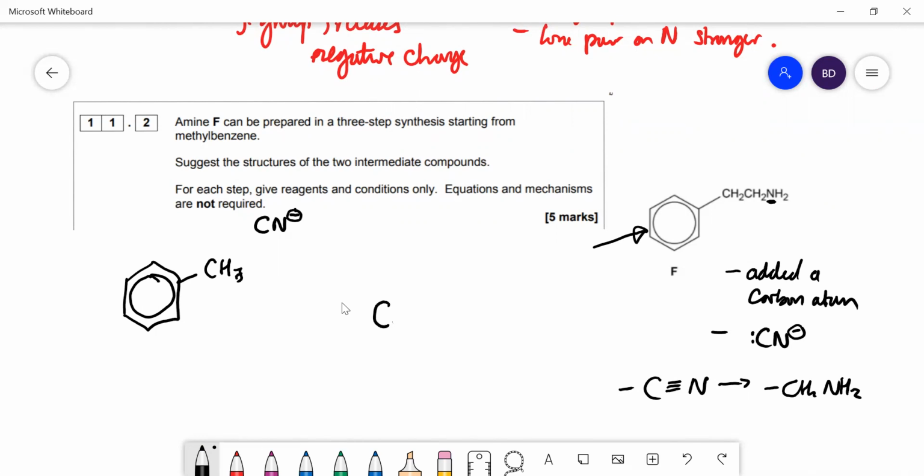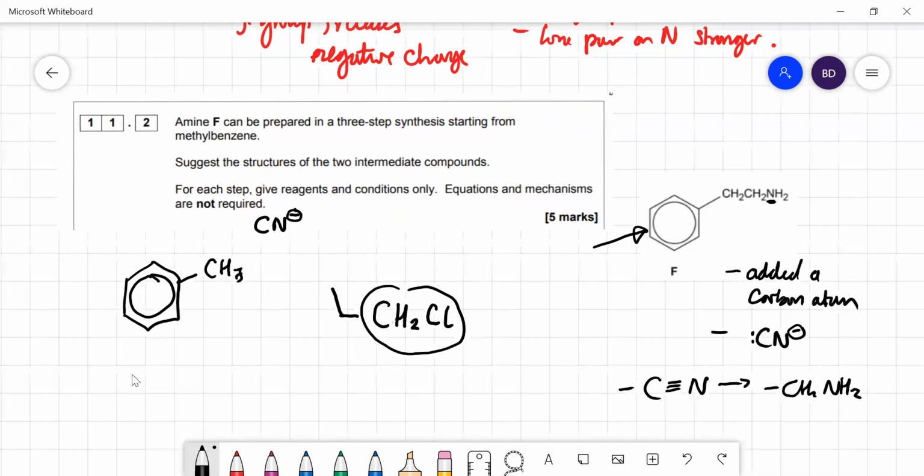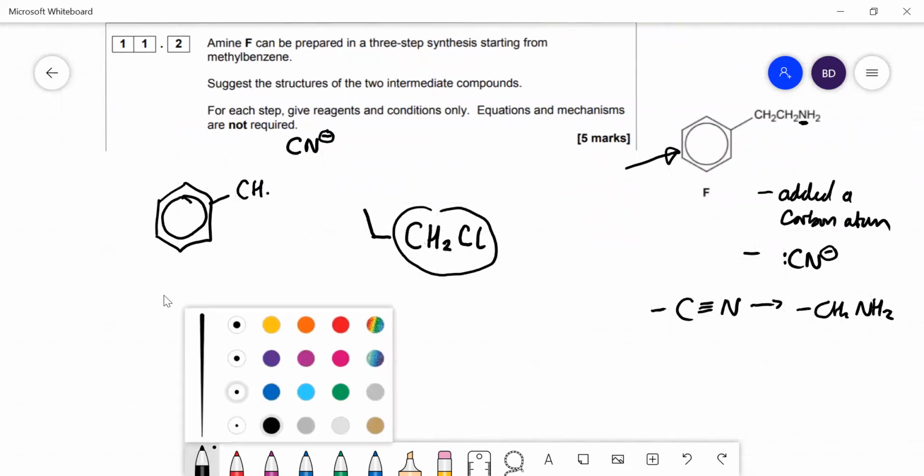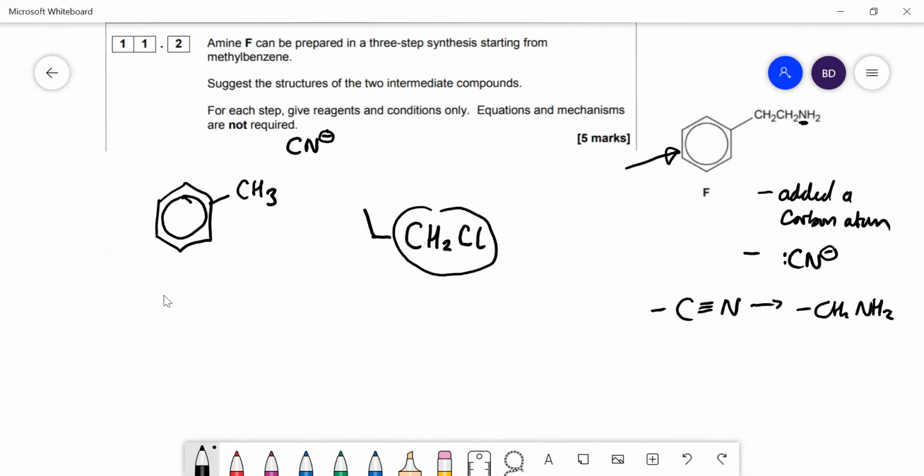Okay, so if we could turn that into CH2Cl, then we would be well on the way there. And we can do that, can't we? It's not a brilliant way of doing it, but we can. How can you swap one of those hydrogens for a chlorine? We want to do free radical substitution. I say it's not a brilliant way of doing it because you're going to get a whole mixture of products with free radical substitution, but it's the only way.